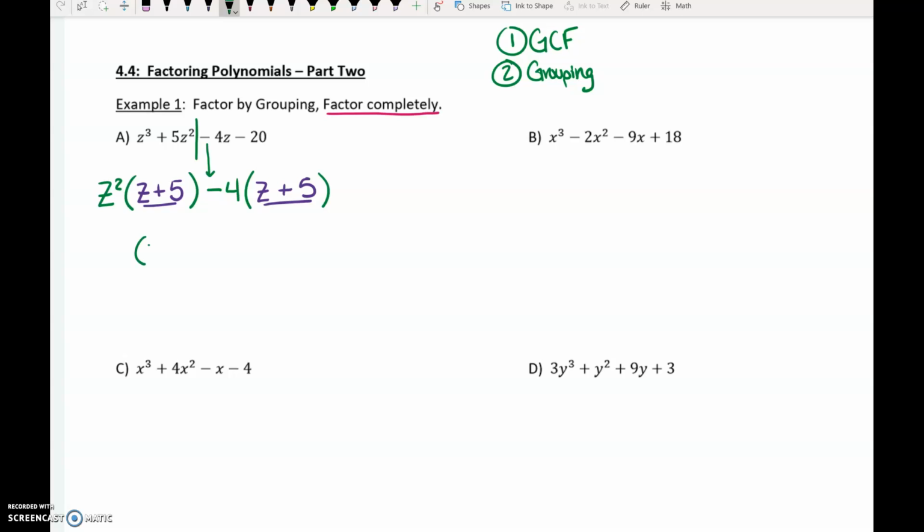The next step is to collapse this down. The z squared and the minus 4 is your first set of parentheses. The z plus 5 is your second set of parentheses.